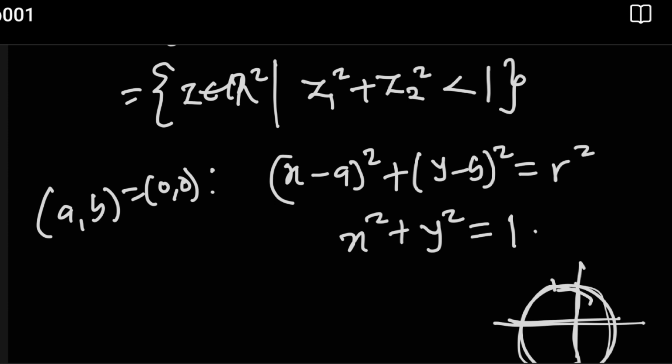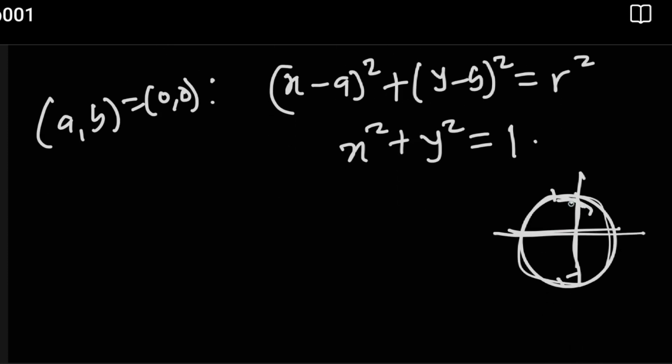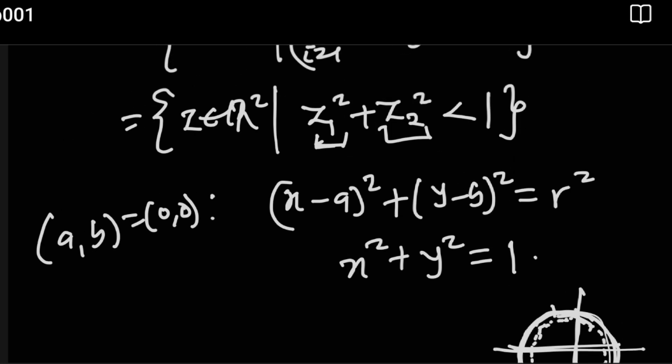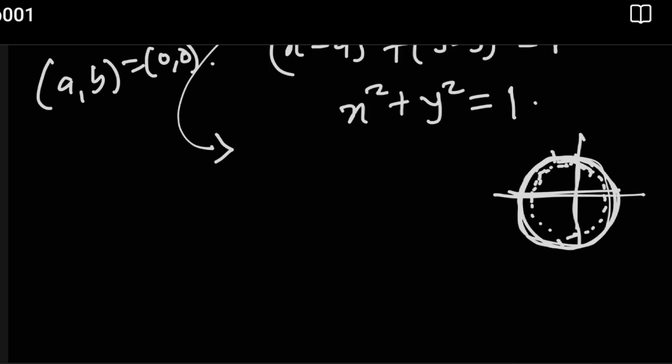But now we are having less than 1, so it is not actually equal to 1. Remember, these are two different components. So this is not equal to 1, but it is less than 1, so it will be inside the circle. This boundary is not included. So this is just the interior of a unit circle.